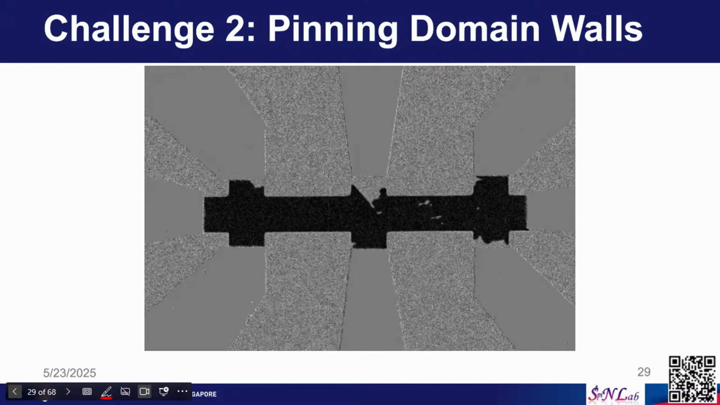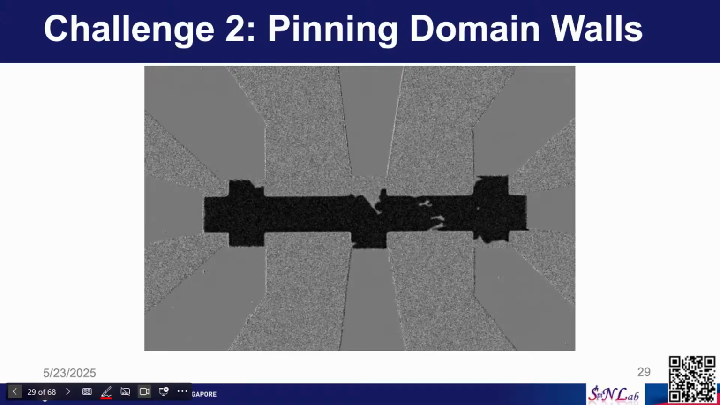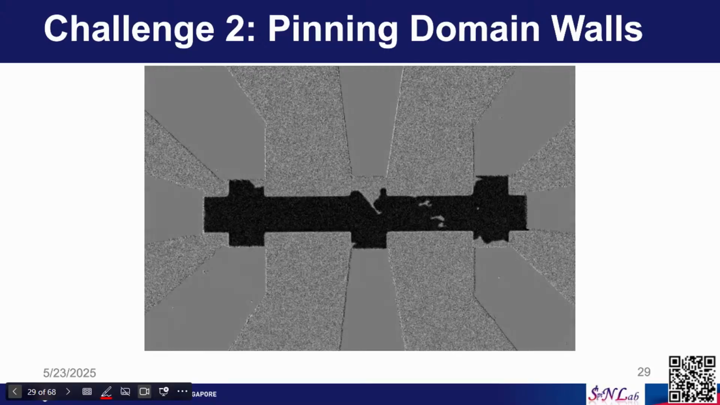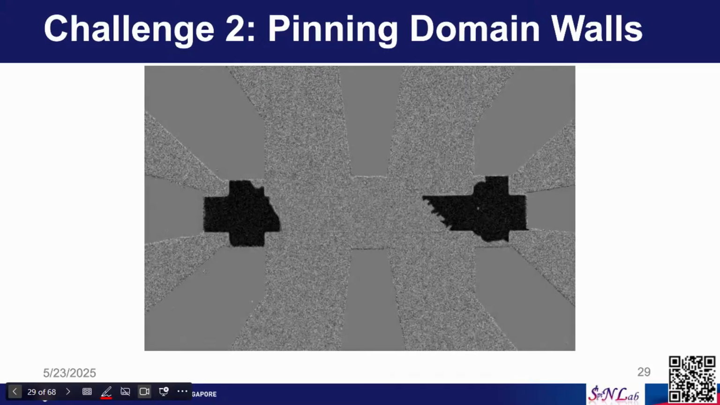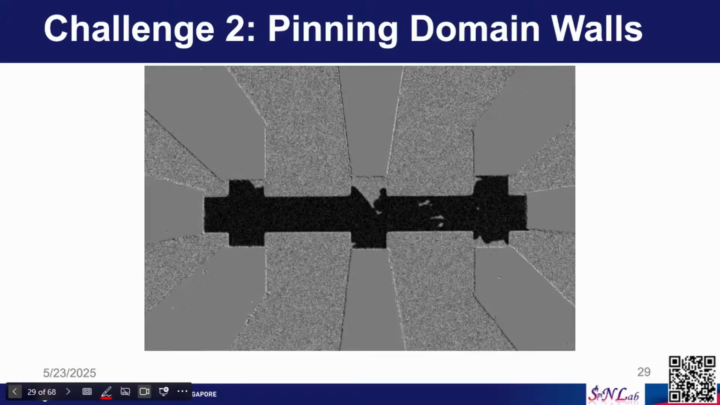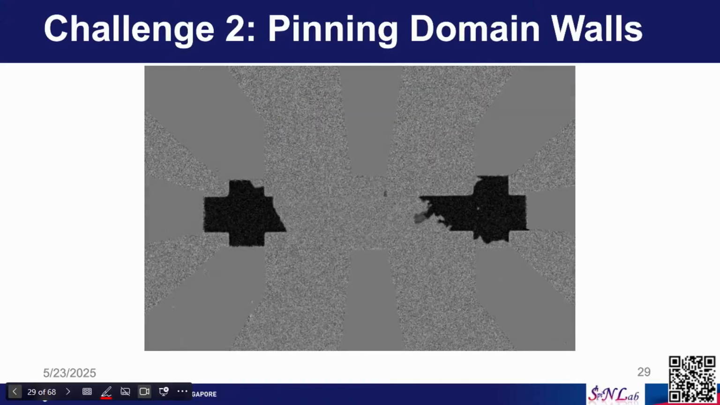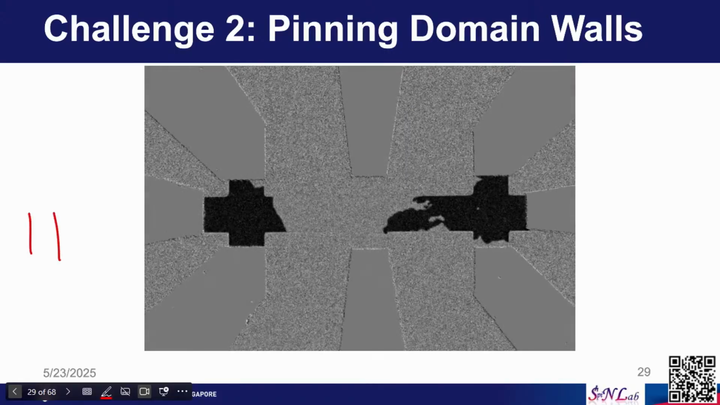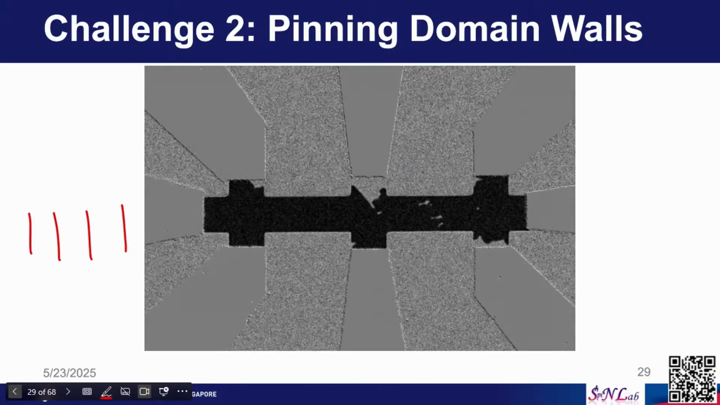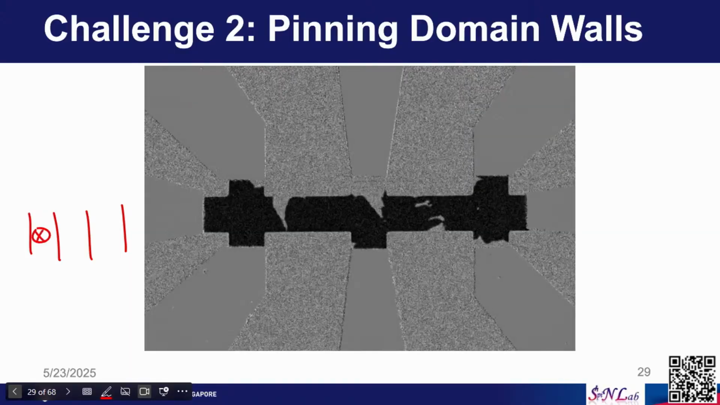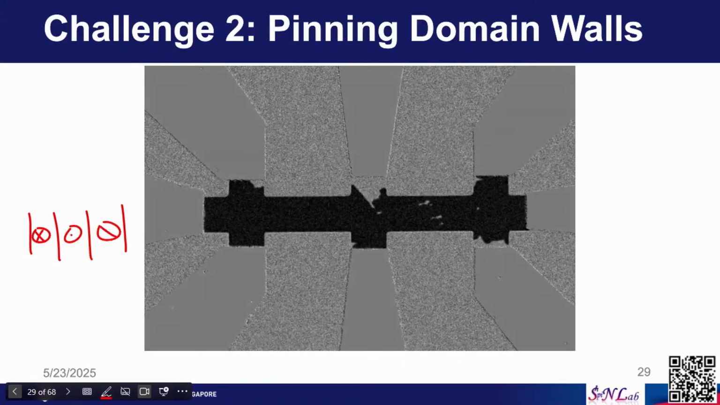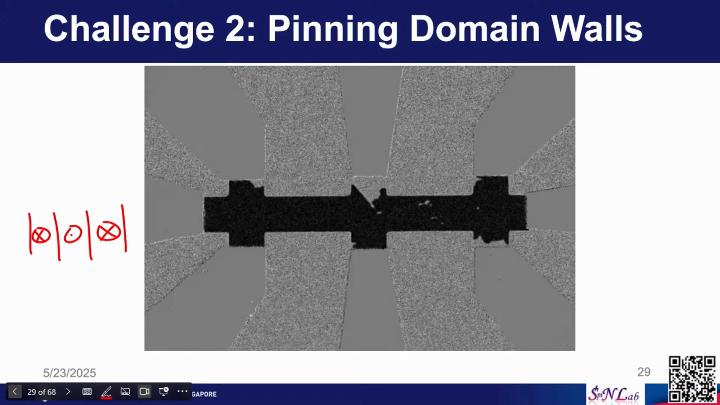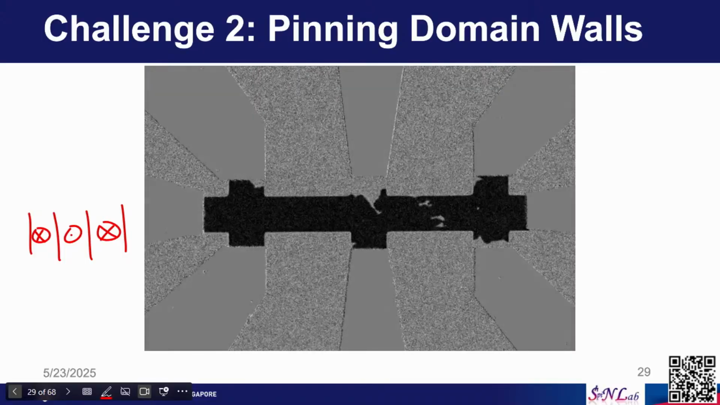Okay. The second challenge is pinning domain walls. If you look at this picture, we have a domain wall device. We apply some current to move the domain walls. You can notice that the domain walls move quite randomly. When I showed you the domain wall device, each domain was like this, right. But here you see the domains are quite random. So, how do we pin the domain walls?